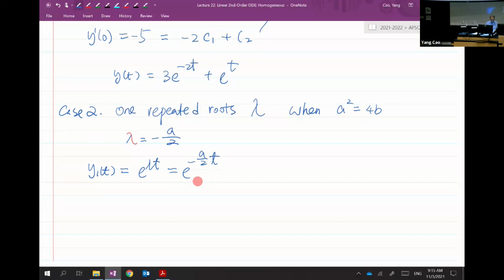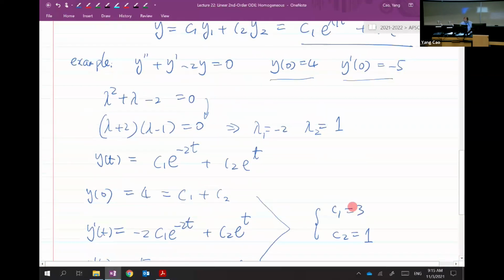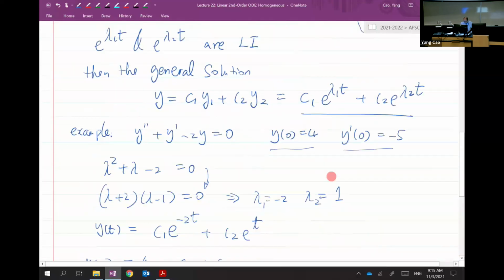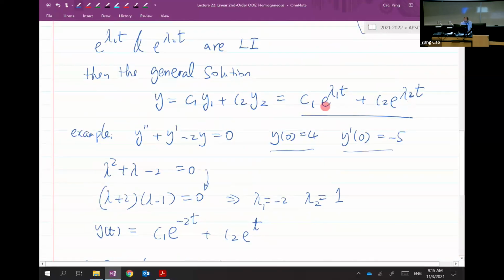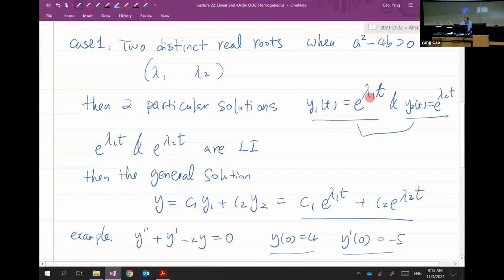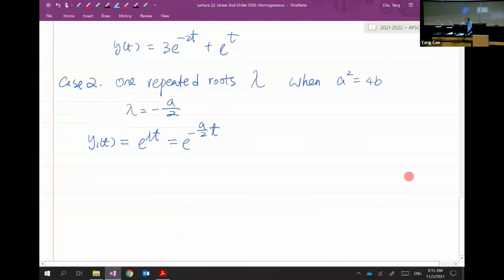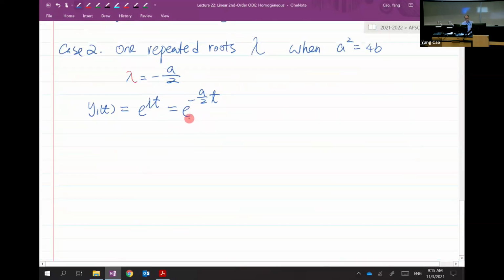But I need two particular solutions, right? If you want to find the general solution, you need two particular solutions, like in case 1 here. So you need another one, and you also need the other one to be linearly independent of it. Then you can create your general solution. So the question here is, we only have one. Then what will this y2 of t be? How do I find another particular solution?